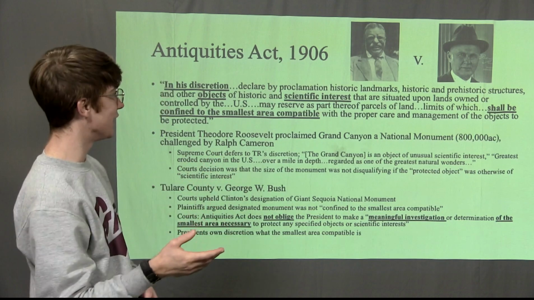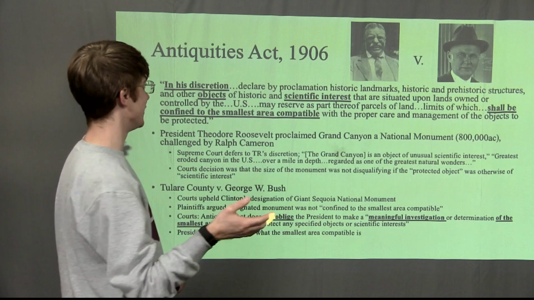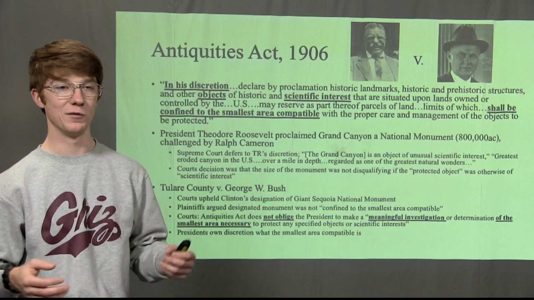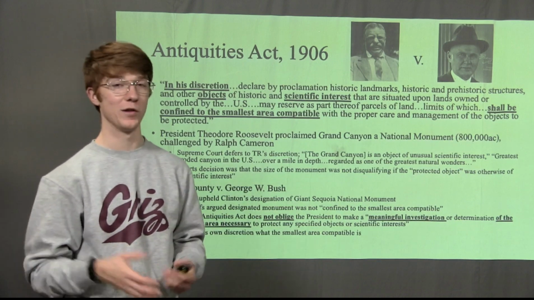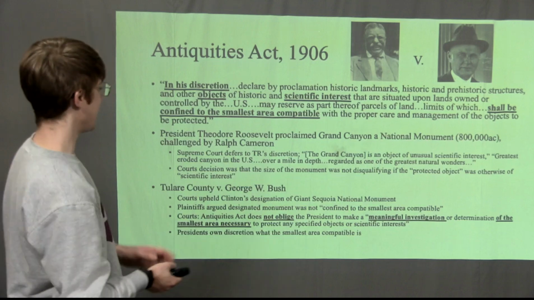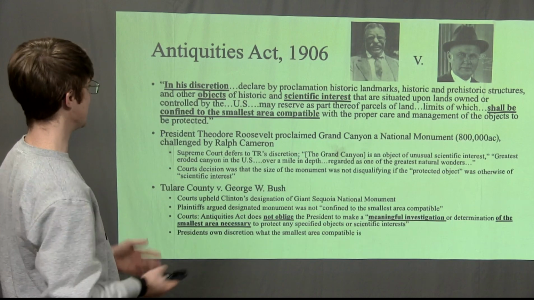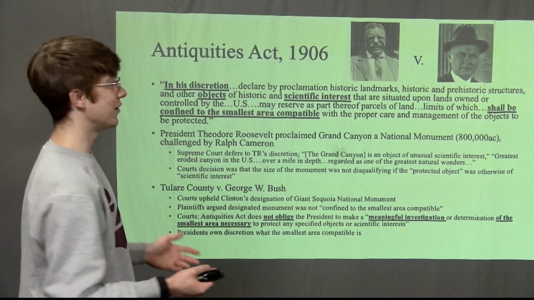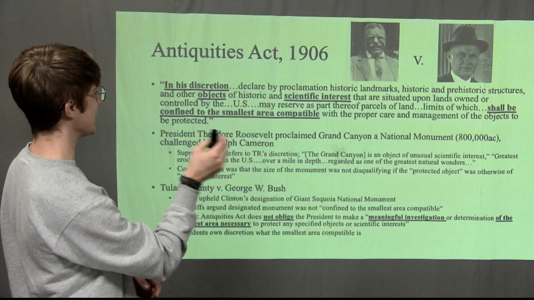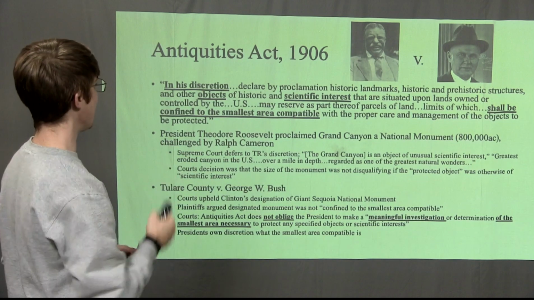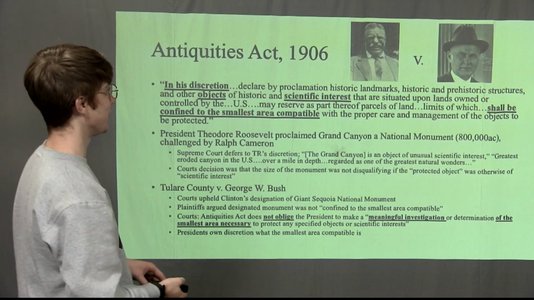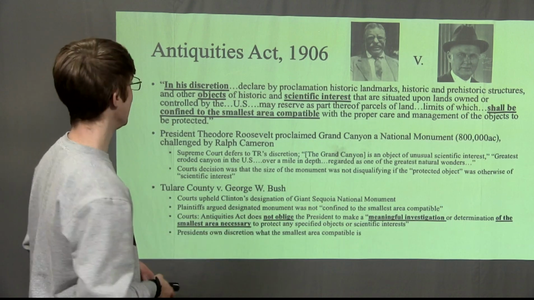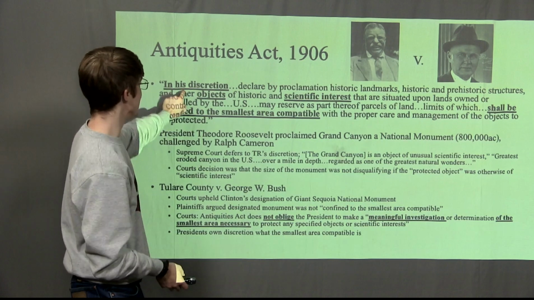So essentially what they say there is that there's no language in the act that says the president needs to consult with anybody else to determine what the smallest area compatible is for this monument. That's totally up to the president's discretion. There's nothing in the act that says it shall be confined to the smallest area compatible as determined with best available science. There's no best available science mandate in the Antiquities Act. The only mandate is in his discretion.